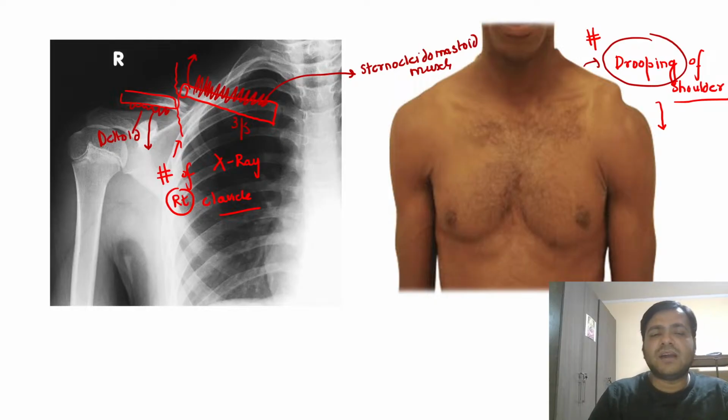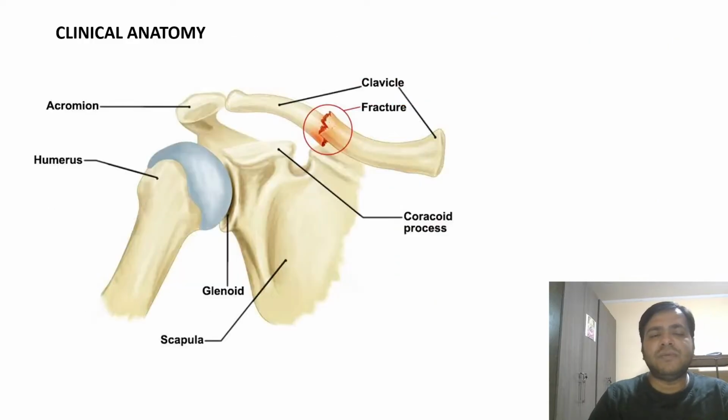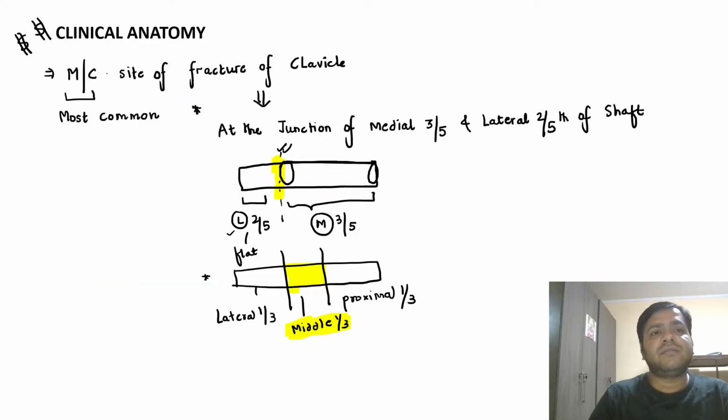So that is regarding one of the points in the clinical anatomy. I hope this is clear to everyone, right? What is the most common site of fracture in the clavicle? So yes, just give me a thumbs up, guys, if you know.